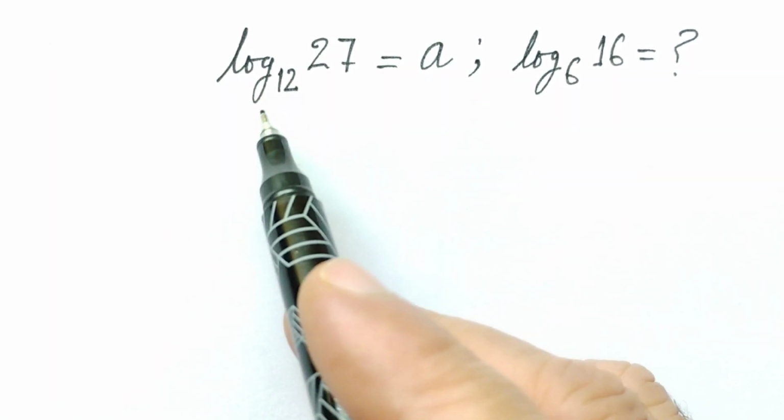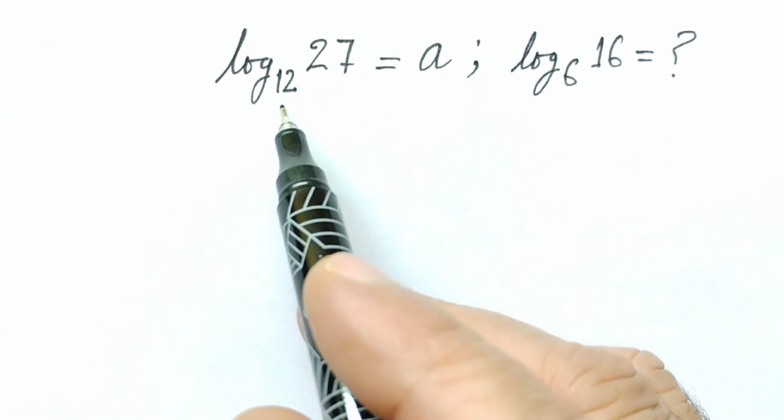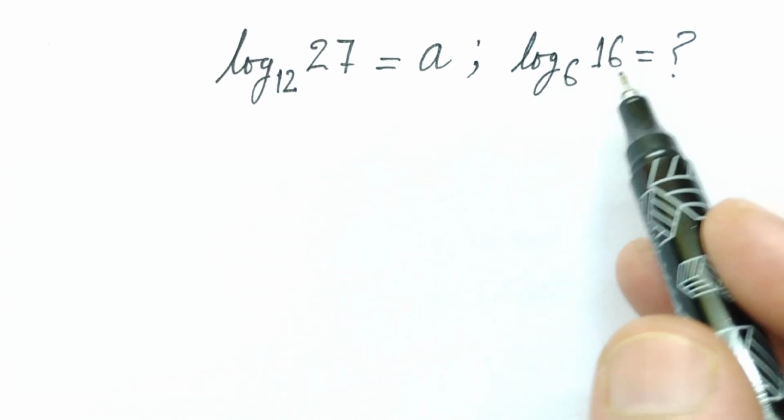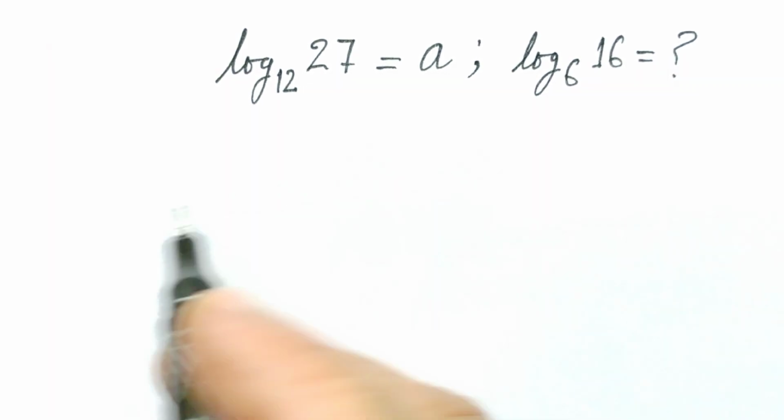Today we have a nice logarithmic problem. As we have given log of 27 to the base 12 is equal to a, so we have to find out the value of log of 16 to the base 6, right? So let's start.